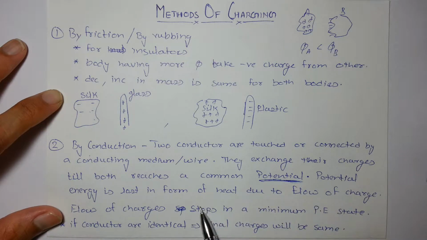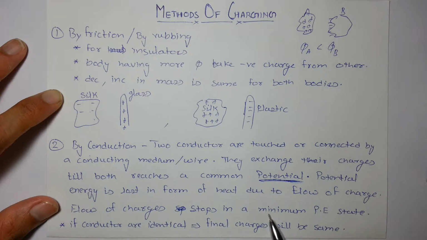Whenever charge flows from one object or one place to another, obviously due to some resistance of the conductors, heat energy is lost and potential energy of the system decreases. Flow of charge stops in a minimum potential energy state. If conductors are identical, obviously the final charges will be the same. This is an important statement, which should be remembered: the final charges will be the same if the conductors are identical in shape and size, even though initial charges are different.